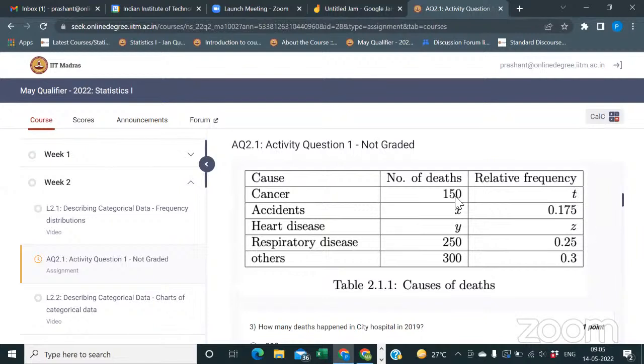Now you have completed this row, you have the Z value. Then by the formula of relative frequency you can calculate the value of X, you can calculate the value of Y. Clear? Yes, sir. Thank you, sir.